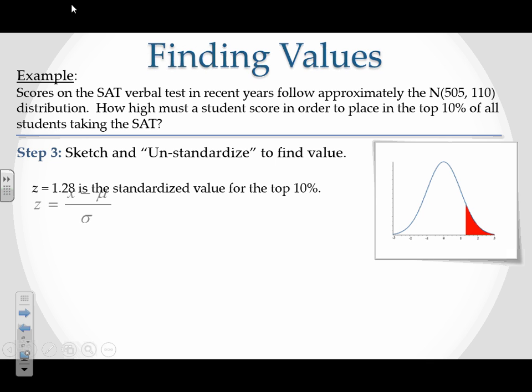So our formula, z is equal to x minus mean over standard deviation. Anytime we have an equation we need to solve, we plug in everything we know and find what's missing. So we know our z-score is 1.28. Do we know x? Do we know the specific value that we're looking at? No, that's what we're trying to find, right? Do we know our mean? Yeah, it's 505. Do we know our standard deviation? It's 110, right? So we know 3 of the 4 pieces, so we plug those in.